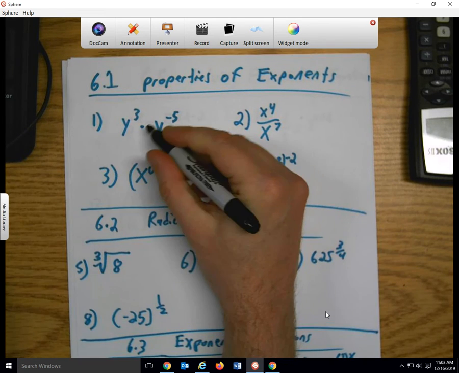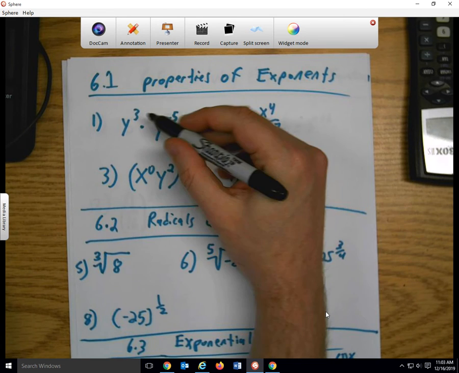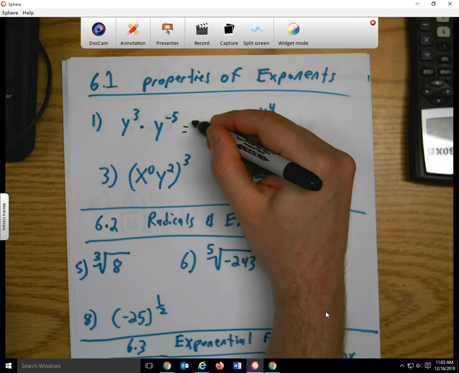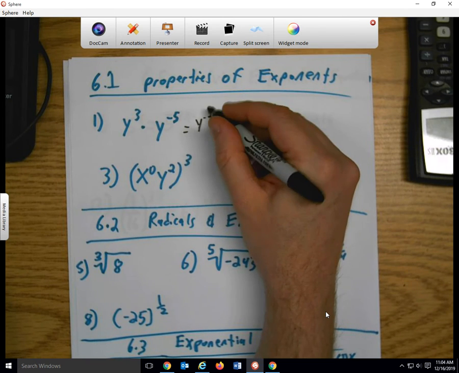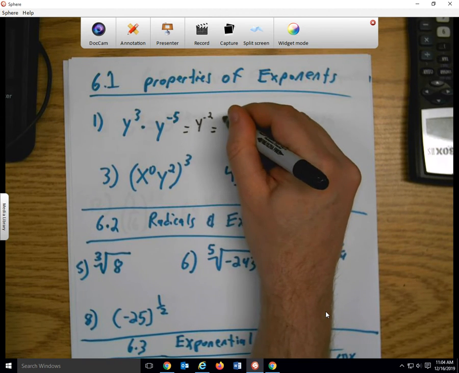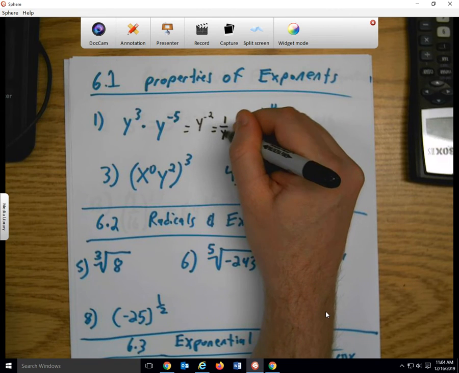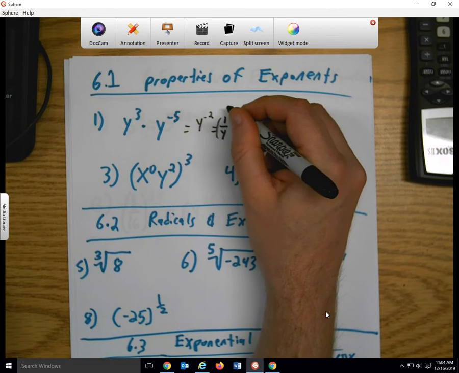So when you multiply, you're adding. So it's 3 minus 5, which would be y to the negative 2. But then if it's a negative exponent, does it stay or does it go? It goes. So it'd be 1 over y.